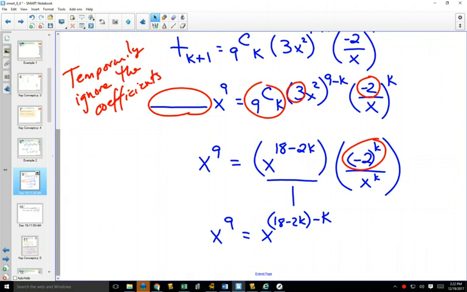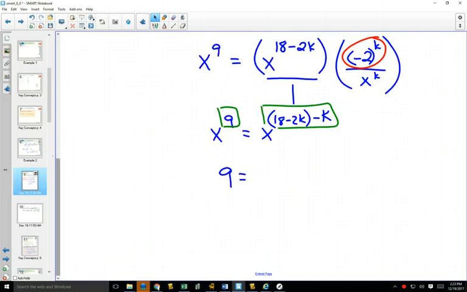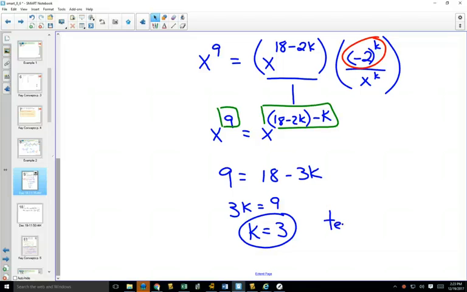Now in our exponents unit, what did you do if you could get both sides to the same base? Does that not mean that this has to equal this? So then 9 has to equal 18 minus 3k. 3k is equal to 9. And k is equal to 3. So we just figured out that the only way that you could have an x to the 9 is if it was term number 4. Because if k is 3, then you need to find term number 4.